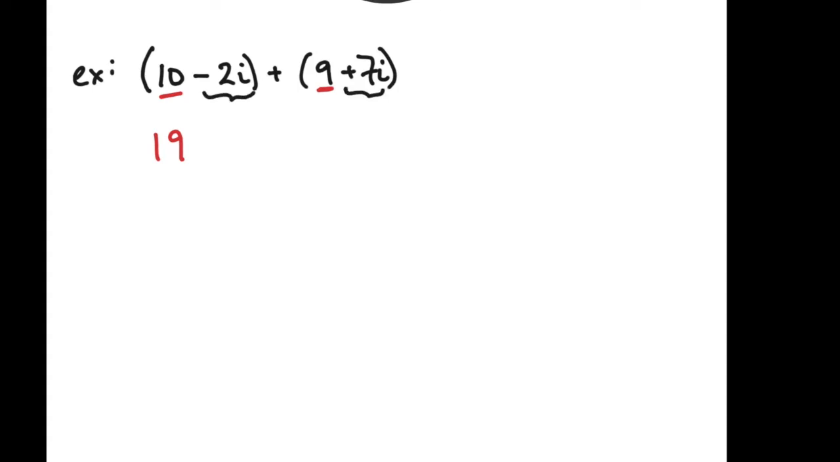Let's try another example. So let's say we had 10 minus 2i plus 9 plus 7i. Again, just combining like terms. That's going to be 19. -2 plus 7 is +5i. And that's our answer.